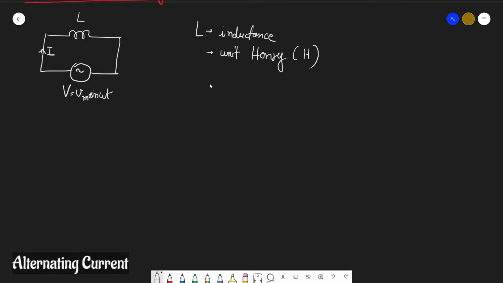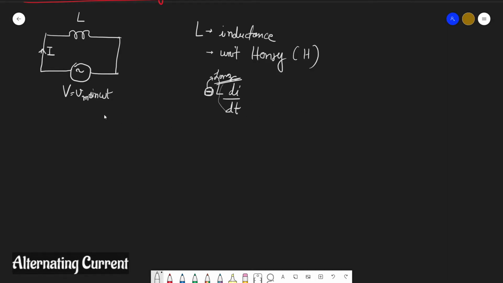Now you know that the voltage drop in an inductor is L di by dt, and you apply a minus sign in front of this so as to show Lenz's law. The significance of this minus sign is that whatever cause is creating the voltage drop, it is going to oppose that cause.